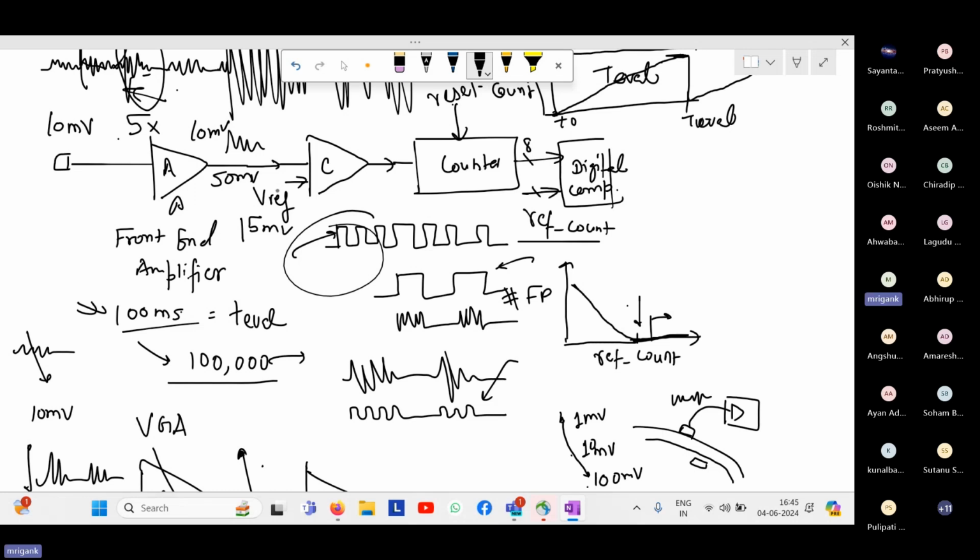So if there is offset, what will happen? You can do offset cancellation. In one of the lectures, I have described offset cancellation. So that offset cancellation can take care of the offset. But if we do not do offset cancellation, because offset cancellation also is a power hungry process, you need to have a continuous offset cancellation scheme. If you do not do that, then what is going to be the result? What will be the effect of that offset?